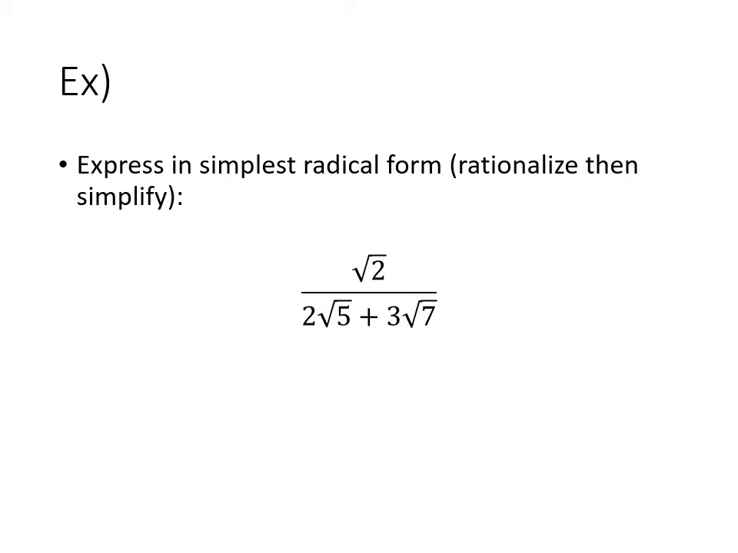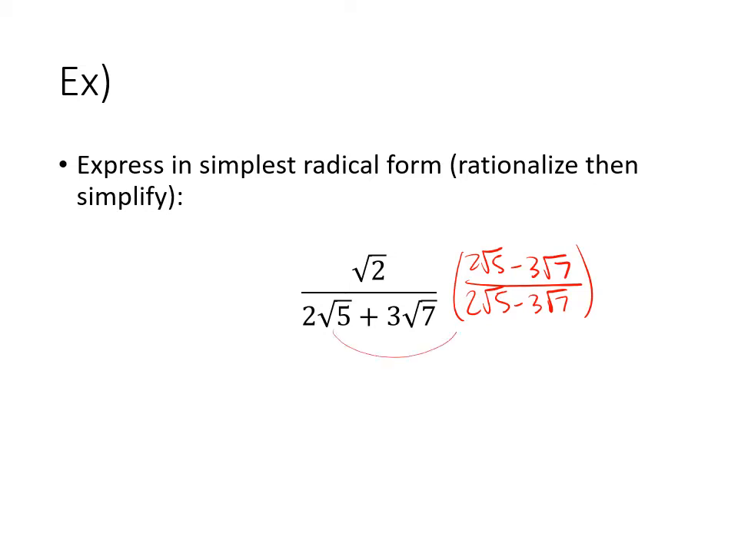Okay, now this one is very similar. We have to multiply this by the conjugate, and we can't just multiply by the square root of 5 minus the square root of 7. It has to be multiplied by 2 times the square root of 5 minus 3 times the square root of 7. We're multiplying it by 1. We can multiply anything by 1 and it doesn't change. We're just doing a really strange looking 1.